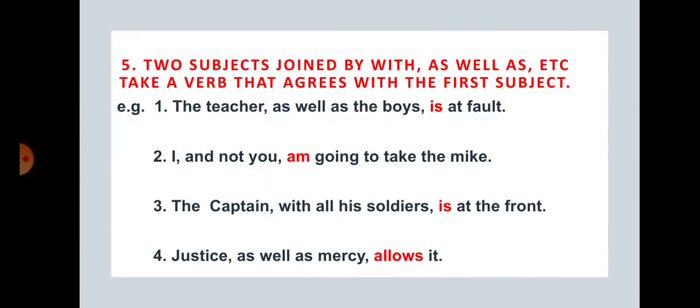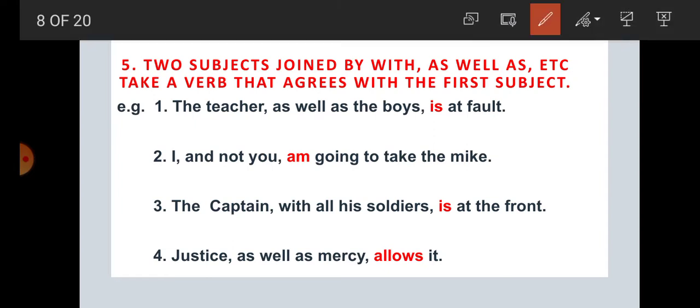Rule number 5, students. What is rule number 5? Two subjects joined by with, as well as, etc. take a verb that agrees with the first subject. What is the rule, student? When two subjects are joined with "with" and "as well as", then the verb must be according to the first subject.